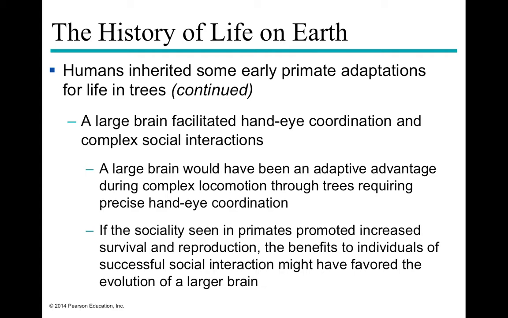Additionally, humans have evolved a large brain that allowed the coordination of hand-eye coordination and allowed for complex social interactions, things like language and culture. This would allow an adaptive advantage, things like locomotion through the trees, etc., which would require hand-eye coordination and also binocular vision.